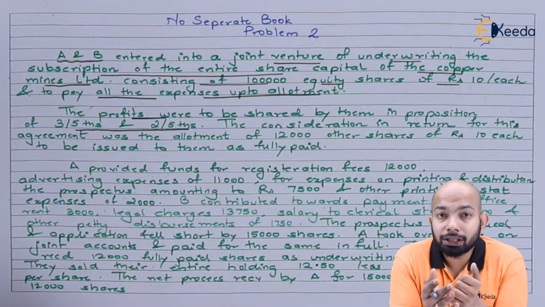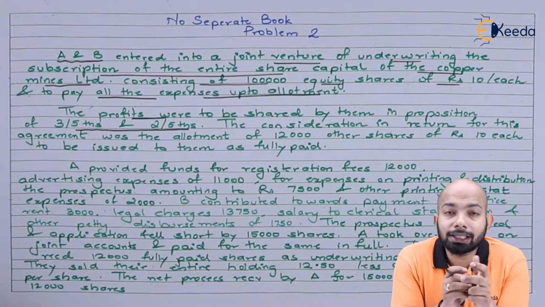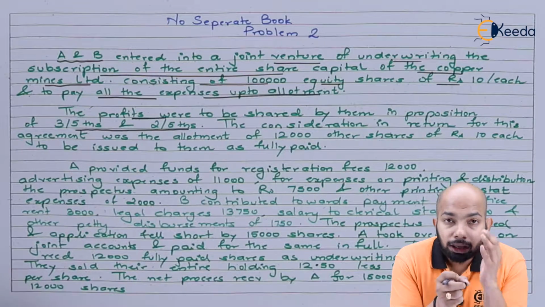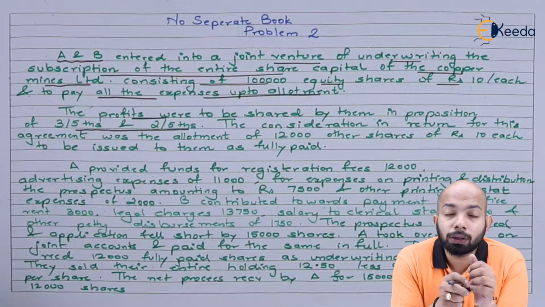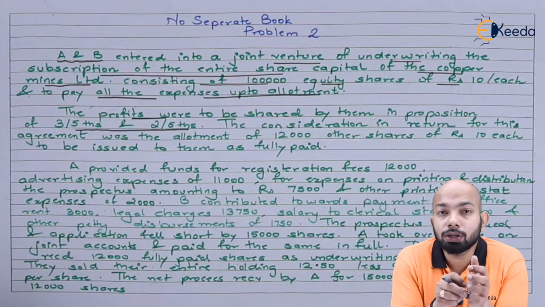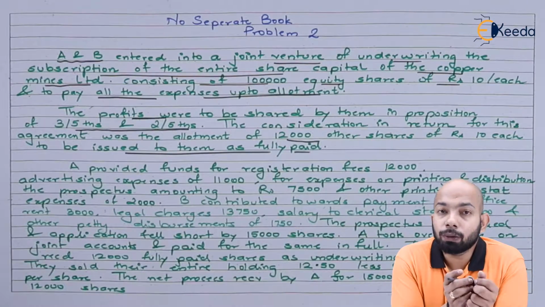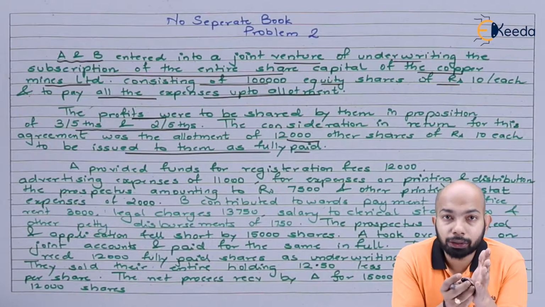Now, the consideration in return for this allotment was 12,000 shares. That means for these expenses that were being handled for the allotment, they were supposed to be given 12,000 shares, each share valued at rupees 10. So these were fully paid up shares that were being provided to them.